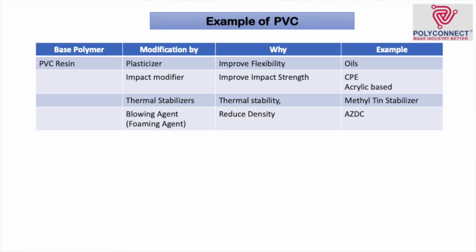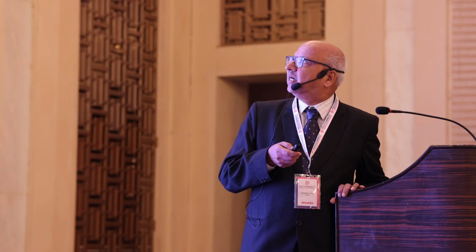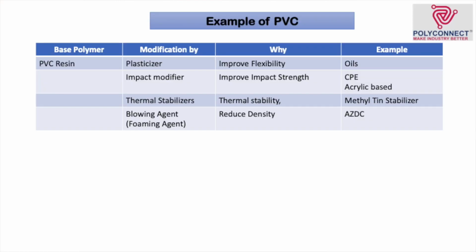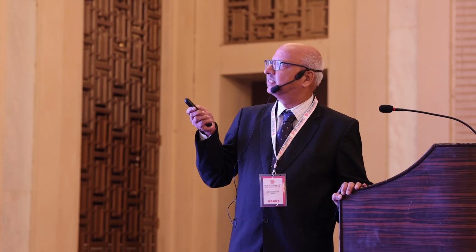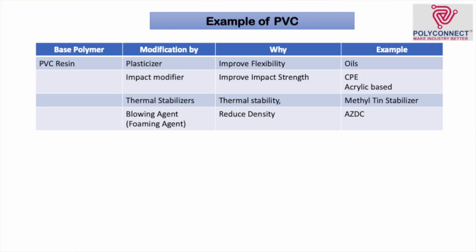PVC was already explained by Yashodhara, and there we are adding so many additives. PVC compounding is very important. We add plasticizer, impact modifier, thermal stabilizers, and blowing agent, in applications like shoe soles, where we add blowing agents to the PVC.